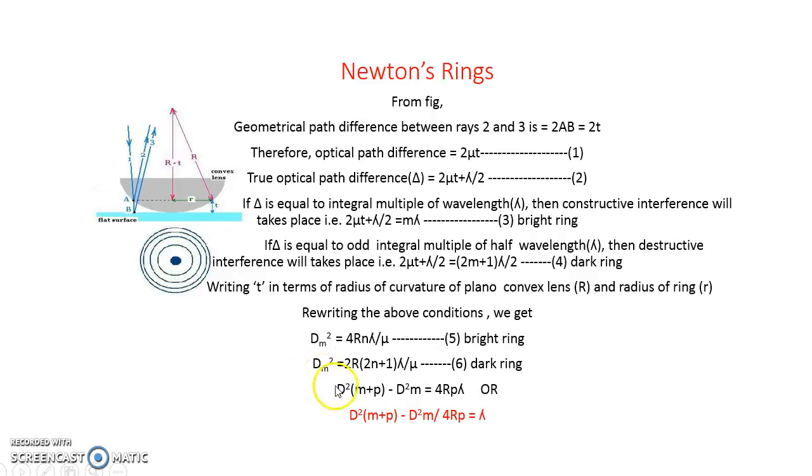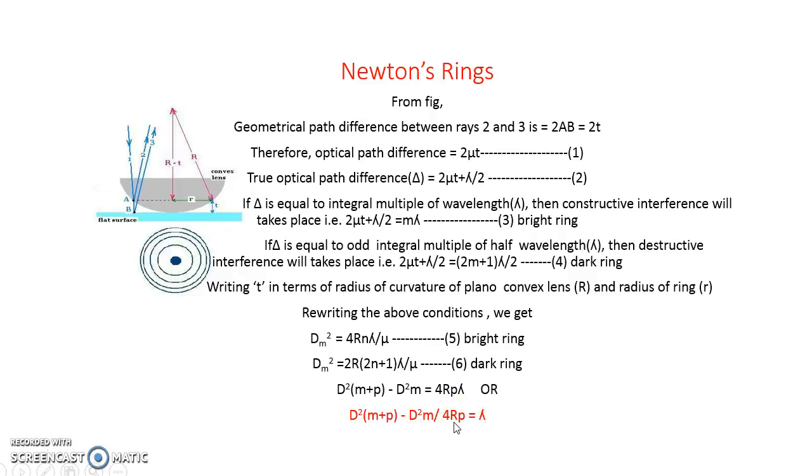Further, if I consider the diameter of the (m plus p)th dark or bright ring and the diameter of the mth ring, and reuse these two equations, after simplification one can write d square (m plus p) minus d square m equals 4 R p lambda. Using this basic equation, you can find various unknown parameters in this experiment. For example, to calculate the wavelength of the light used, you can rewrite this equation as lambda equals d square (m plus p) minus d square m divided by 4 R p.